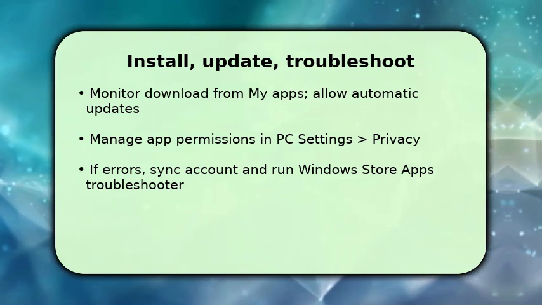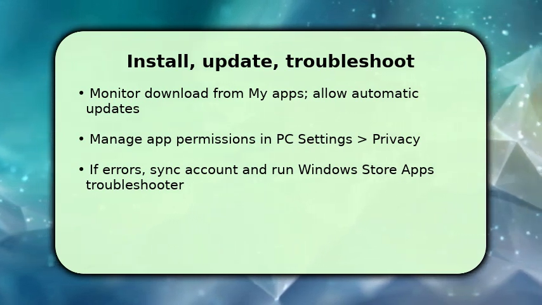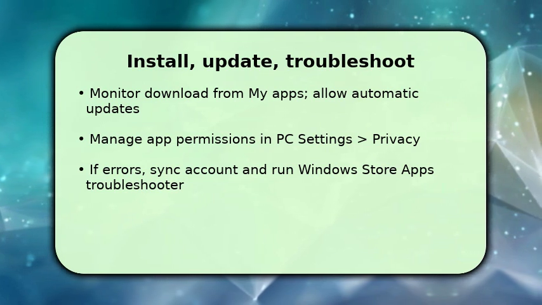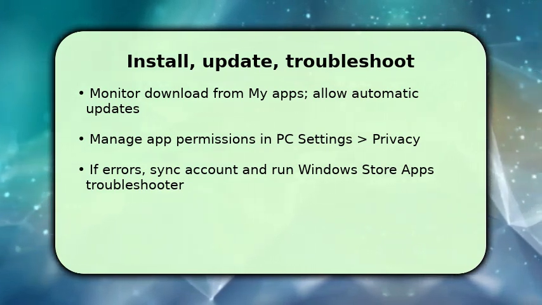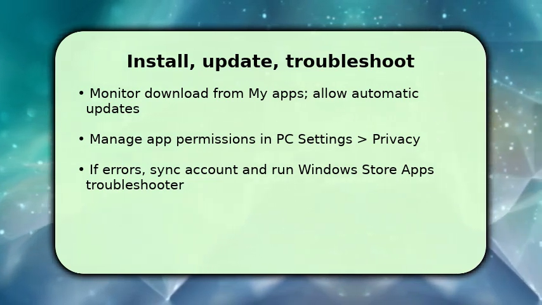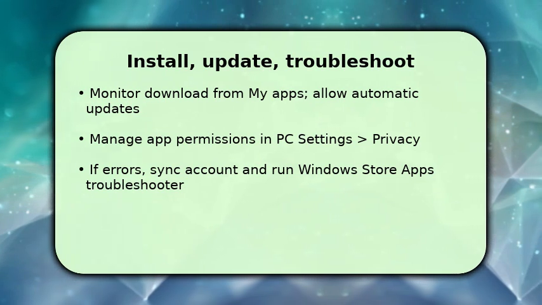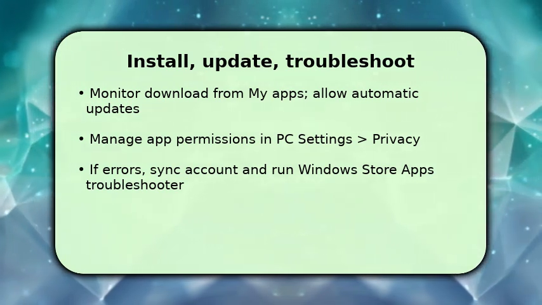You can manage permissions later in PC settings under Privacy, so apps use only what you allow. If installation fails, first sign out and back into the Microsoft account and verify network connectivity. Then run the Windows Store Apps Troubleshooter and apply suggested fixes. Doing these steps resolves most errors and gets you back to using the app quickly.